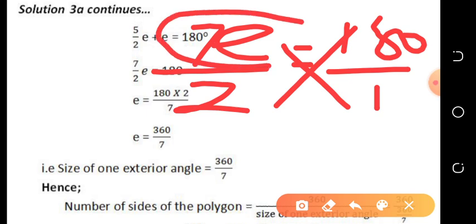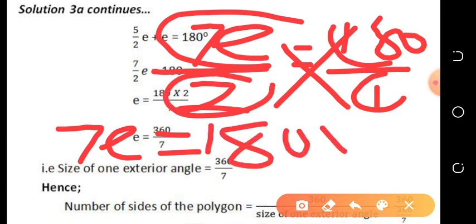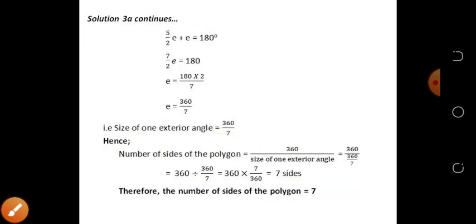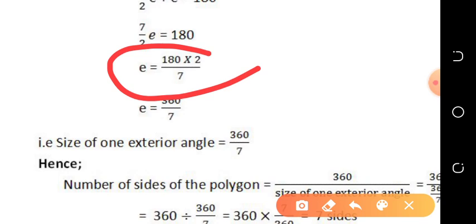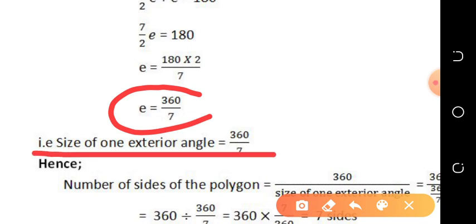So you have 7e times 1 gives you 7e, equal to 2 times 180, which gives you 180 times 2. That is how we got this 180 times 2 that is there in the solution here. Now, 180 times 2 is what? We have 360 divided by 7. Therefore, the size of one exterior angle is 360 all over 7.